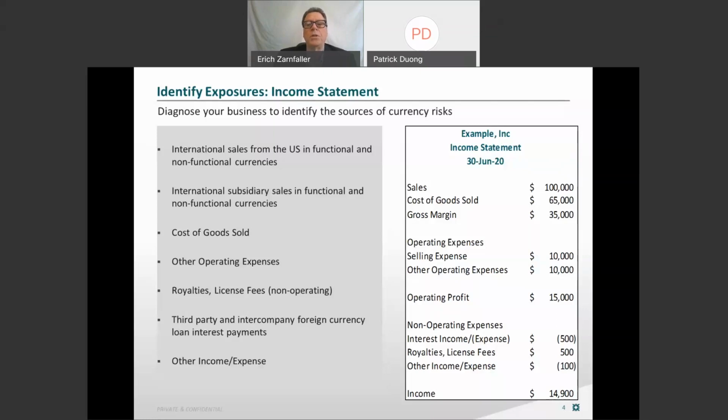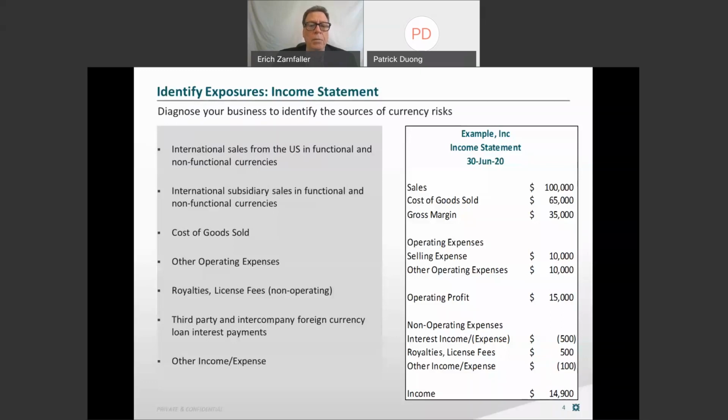Then we move down to cost of goods sold, and you may ask, where does the company source and in which currencies? Does the company have manufacturing sites outside of the US? Here, the FX risk on these exposures impacts gross margin. Then digging further down the income statement, are there non-functional currency items in other operating expenses, say warehousing, freight, or shipping? The FX risk on these exposures impacts operating profit.